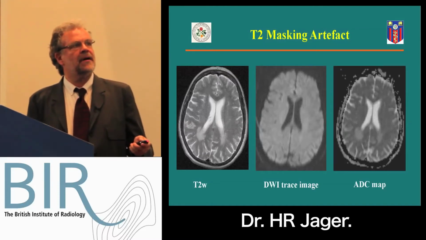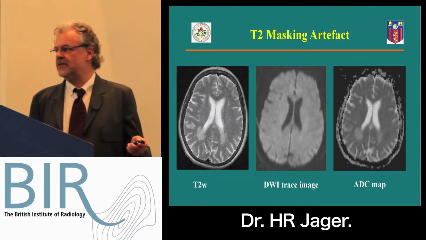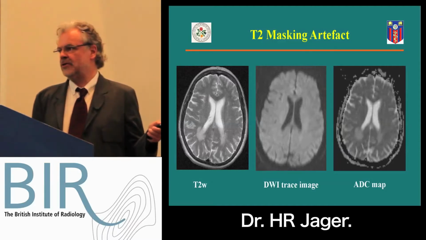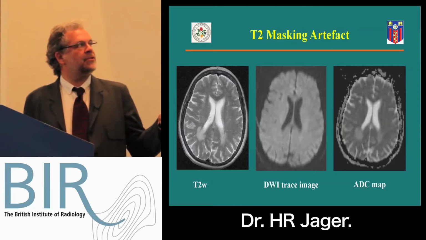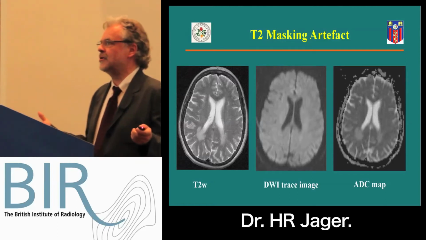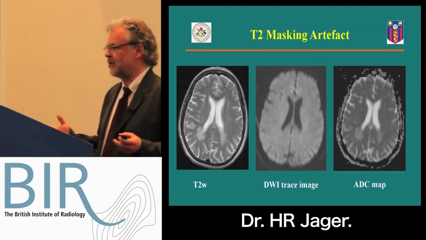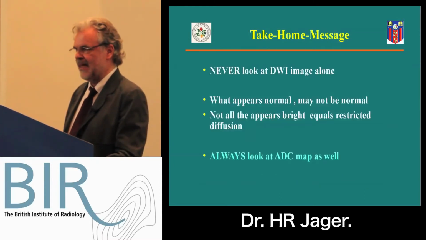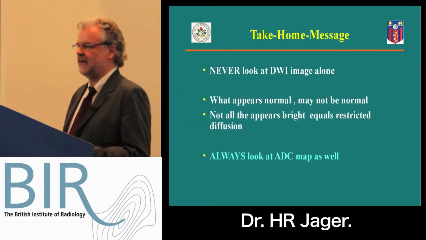You have increased T2 signal here, and you have breakdown of the myelin, so you actually have increased water diffusion. So by rights, if it was just that, this should be dark, and from that it should be bright, they cancel each other out. So the two effects cancel each other out, and that's T2 masking. So the take-home message is never ever look just at the DWI image alone.